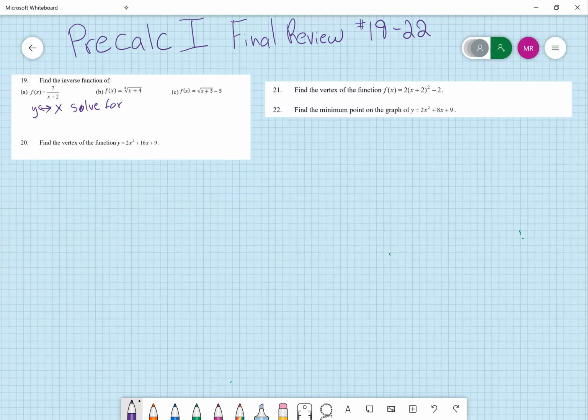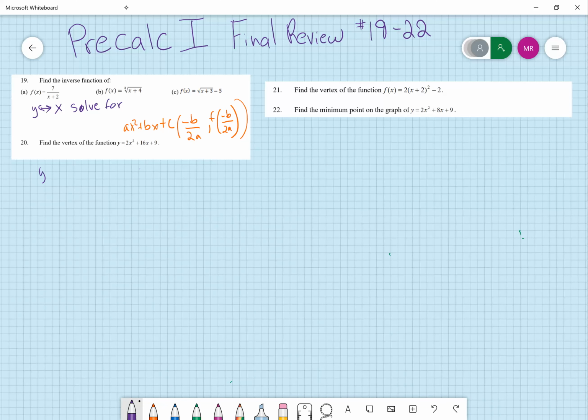Now for questions 20, 21, and 22, they all deal with the vertex of a parabola. If we have ax squared plus bx plus c, if we have this format, then we know that for the vertex, our x value is negative b divided by 2a. And then we put that into the function, and whatever value we get out gives us the coordinates for our vertex. So let's look at 20.